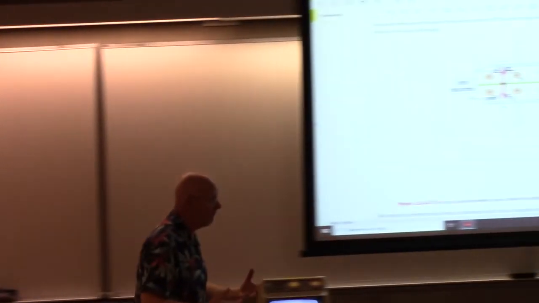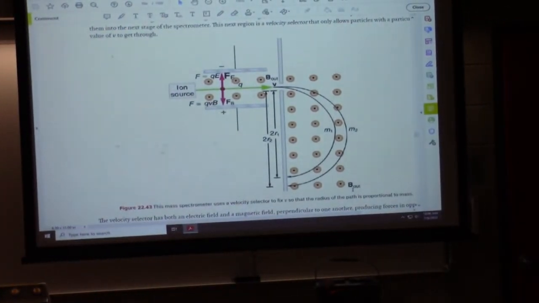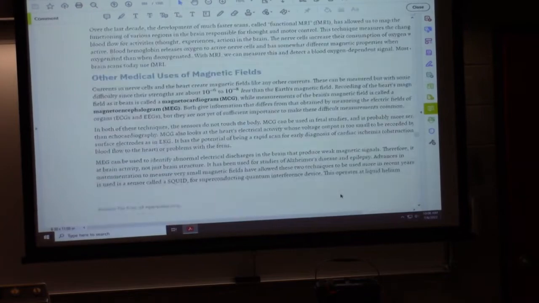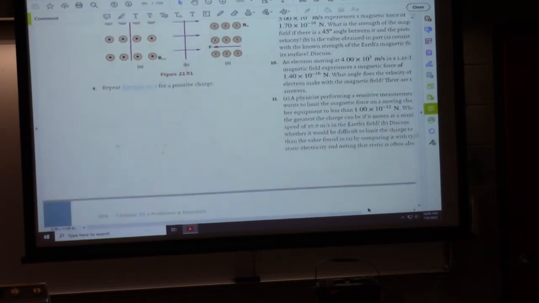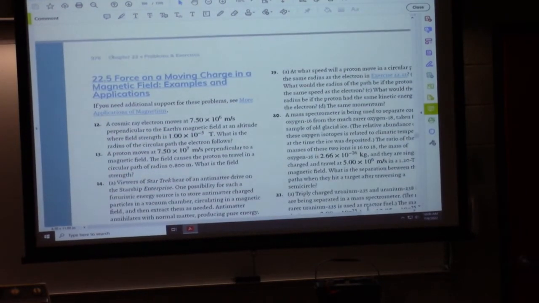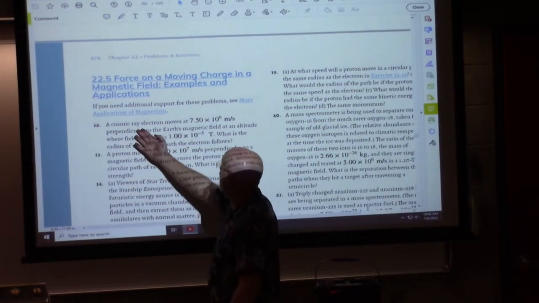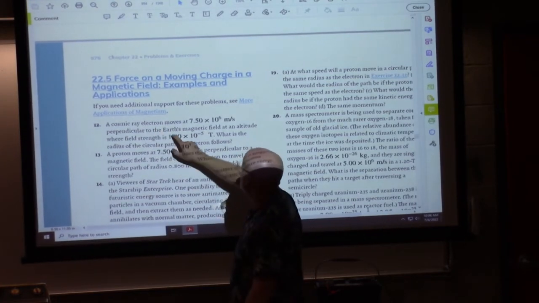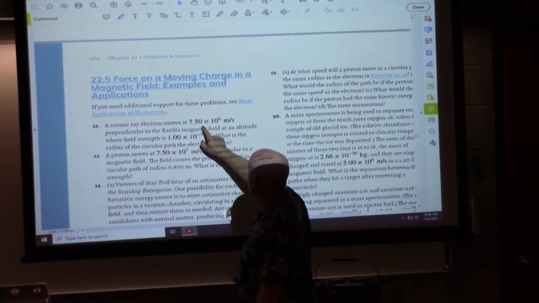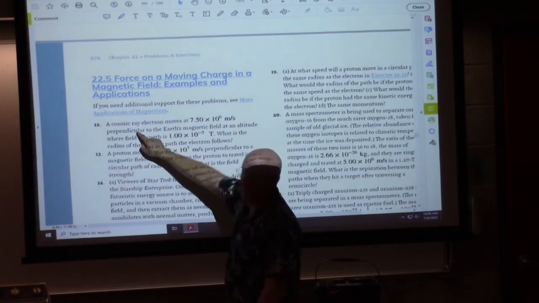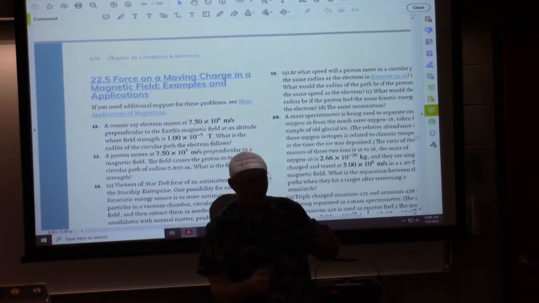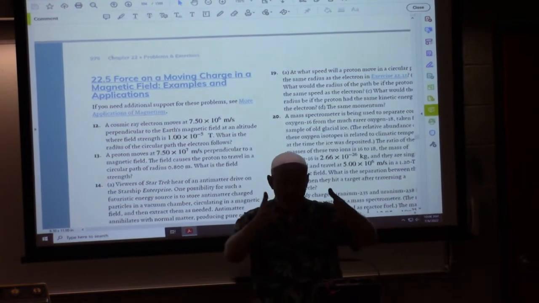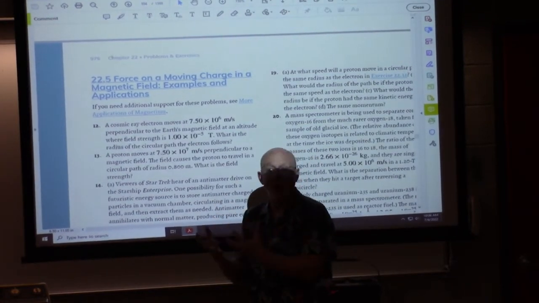So let me try number 12 first, and I think 21 is the other one here, but let's go down a couple pages to the problems and try number 12. So number 12, I can actually do some numbers here. It says a cosmic ray electron moves at a speed of 7.5 times 10 to the 6 meters per second perpendicular to the Earth's magnetic field. So this is what I was saying about the cosmic rays, the aurora borealis, the fact that the rays are coming in from the sun. These particles are coming in from the sun.